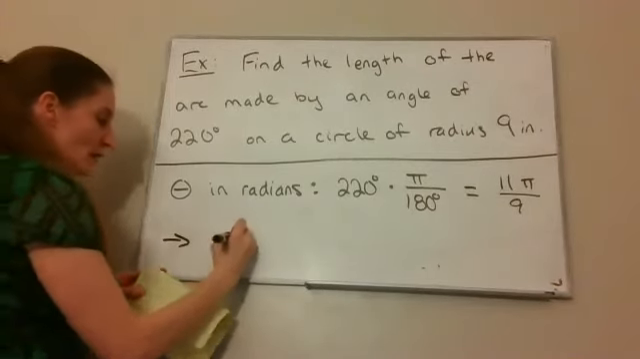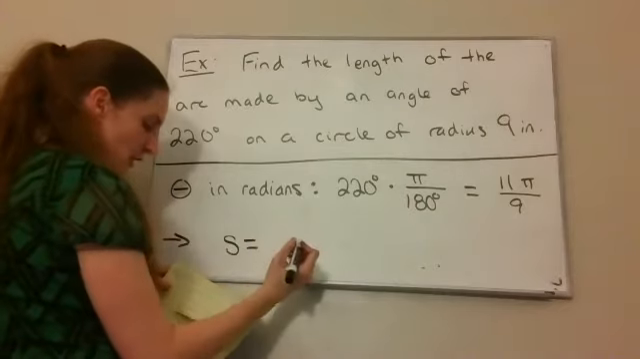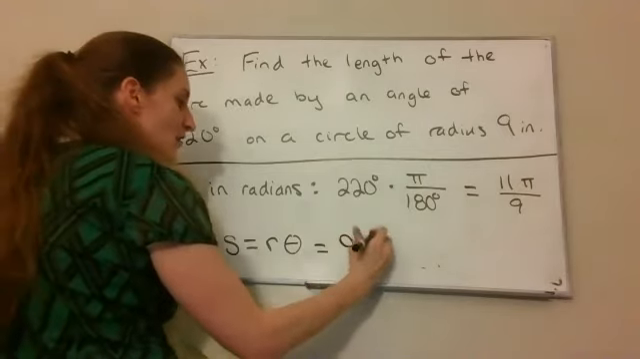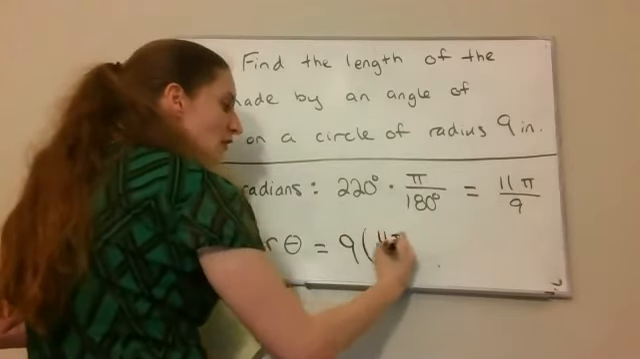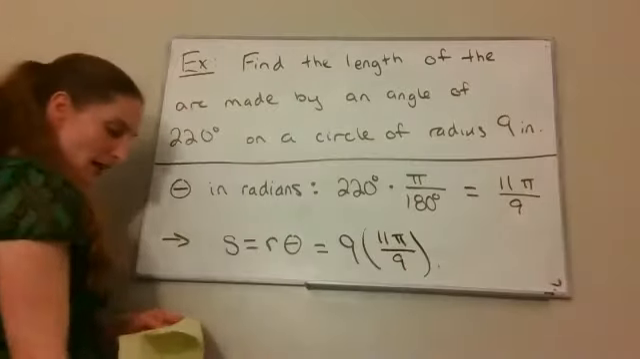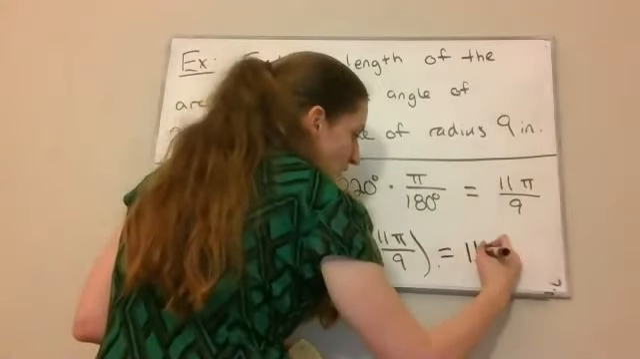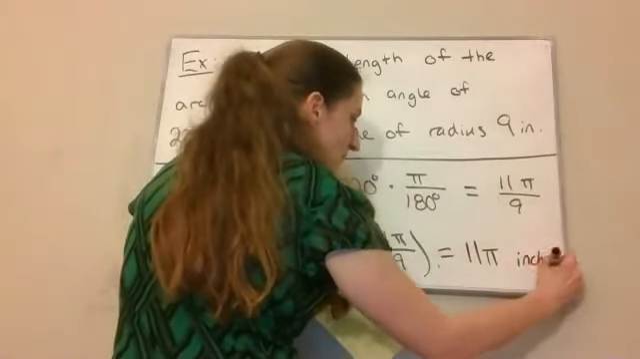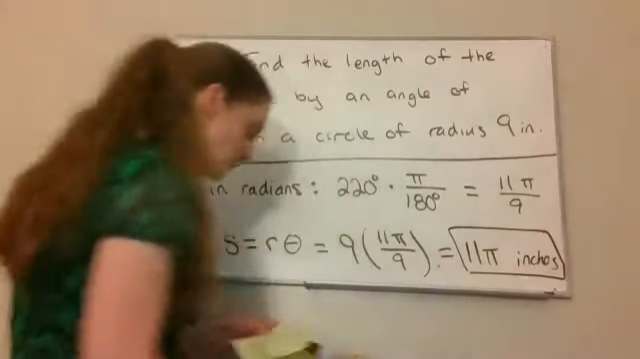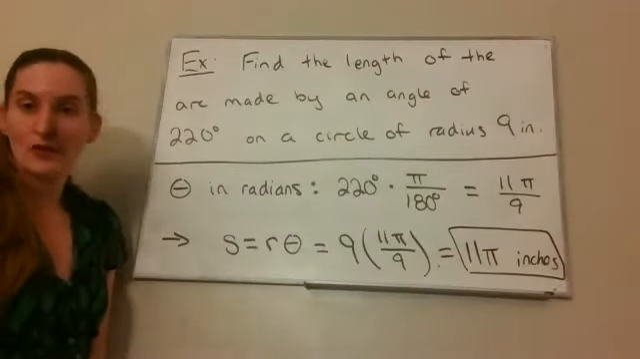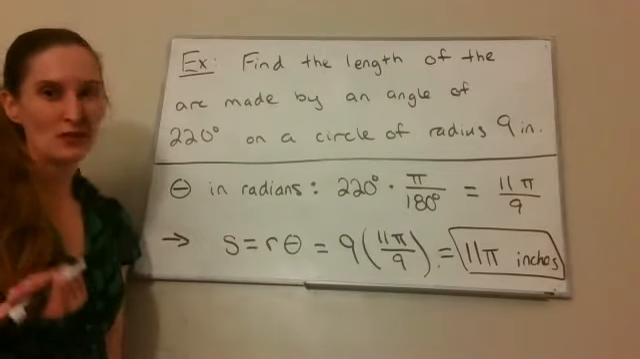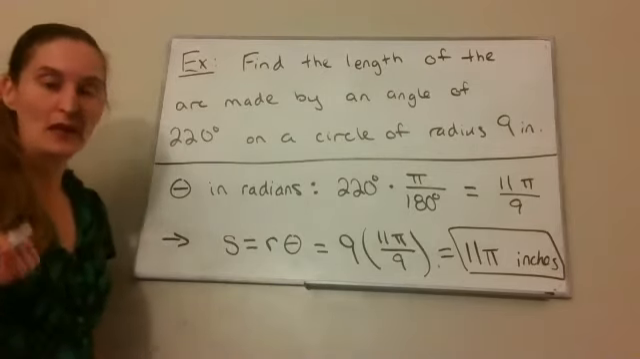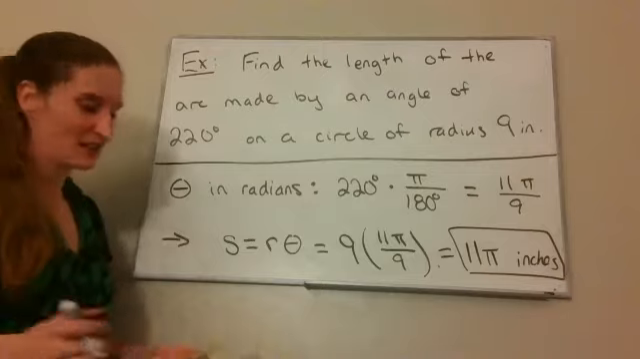Then I can use my formula. The measure of the arc is equal to R times theta. My radius is 9 inches. My angle in radians is 11 pi over 9. And so I get the measure of that arc is 11 pi inches. So remember, when you're using these formulas, you have to make sure you have the right units to begin with. We need to have the angle in radians in order to use this formula. If you just use the degrees, you're not going to get the same answer.